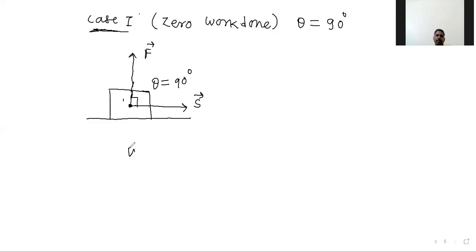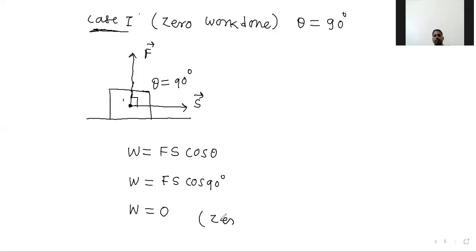So we have to calculate here work done. So work is force into displacement and cosine angle theta between force vector and displacement vector. So theta is 90 degree. Therefore, F s cos of 90 degree. Now we know that cos 90 is 0. So therefore, 0 into force into displacement, that is 0. So this is the case of 0 work done. Okay, understood? Now we will see the case of negative work done.